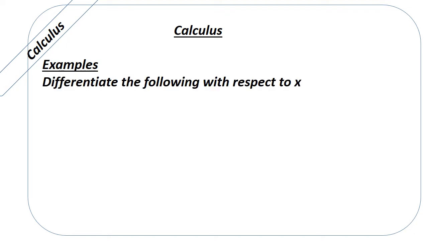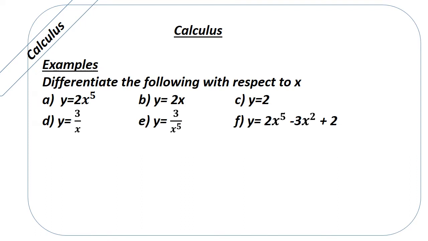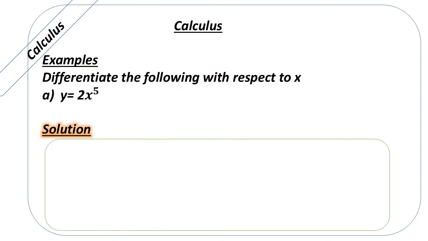So here are some examples. Differentiate the following with respect to x. So we have a, b, c, d, e, f, g, h. We're going to take a look at different examples and how to differentiate. We're going to start with 2x power 5. How do you differentiate 2x power 5?